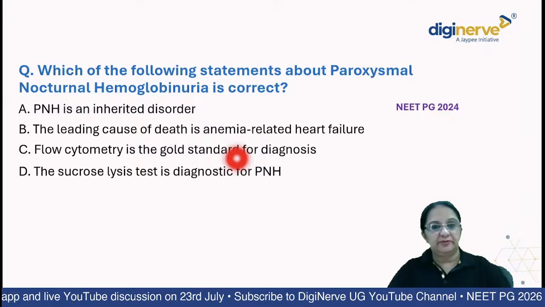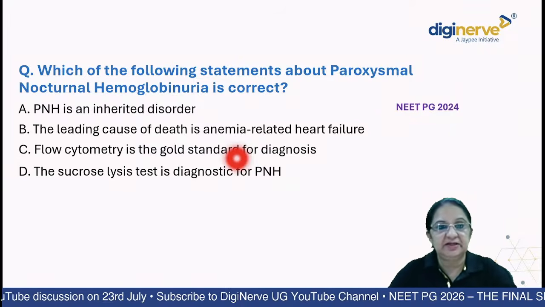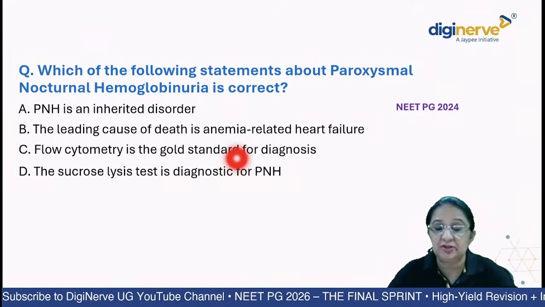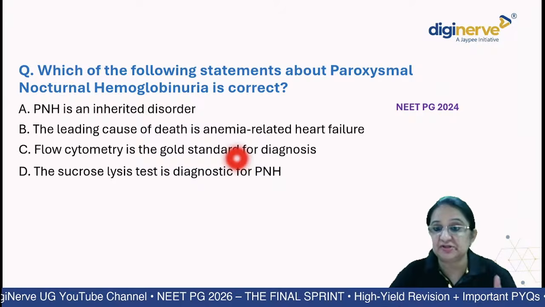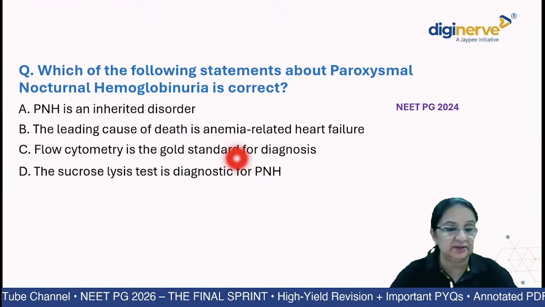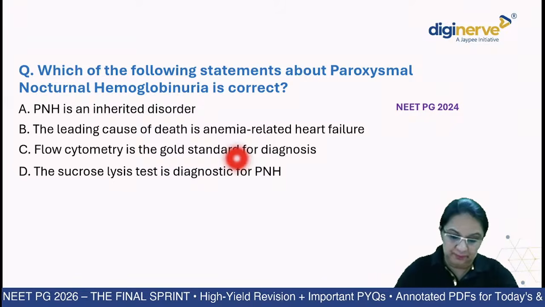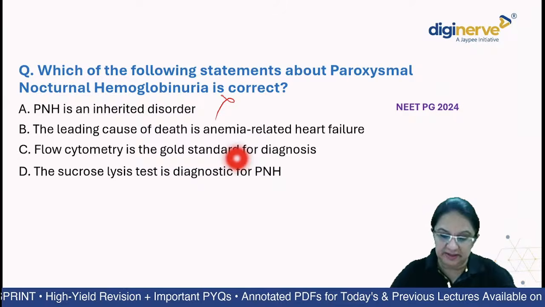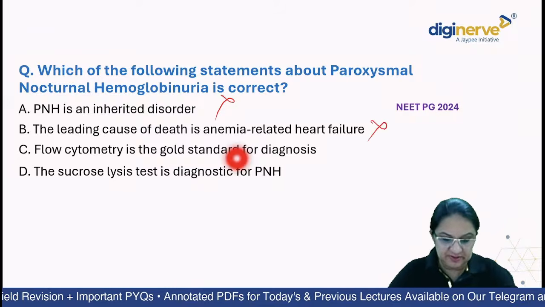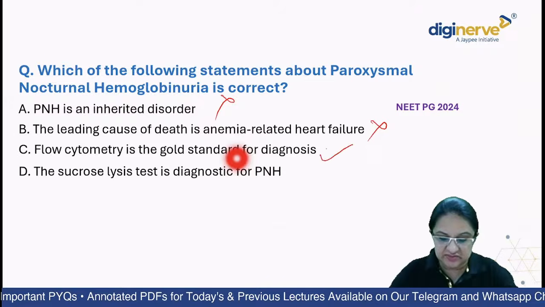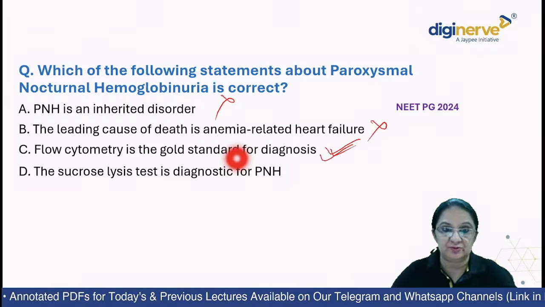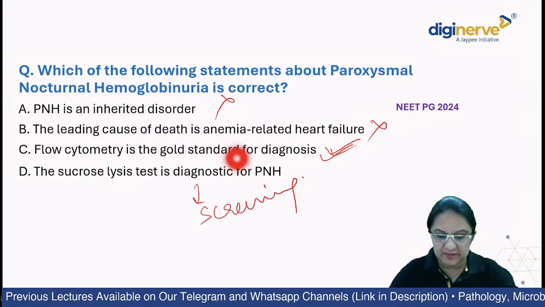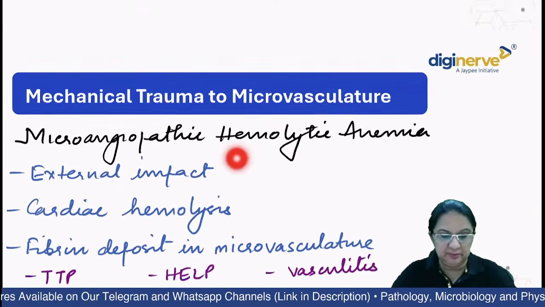Now, coming to a question quickly that was asked last year in NEET PG, which of the following statements about PNH is correct? It's an inherited disorder? No. Although there is a genetic mutation, that mutation is acquired. Okay, this is wrong. It is a leading cause of death in anemia-related heart failure? Again, no. Flow cytometry is the gold standard for diagnosis. Yes, flow cytometry is the gold standard for diagnosis. Sucrose lysis test is a screening test. Okay, so this was about paroxysmal nocturnal hemoglobinuria.